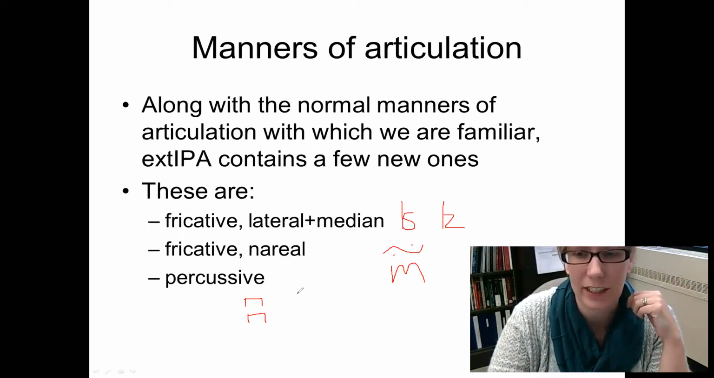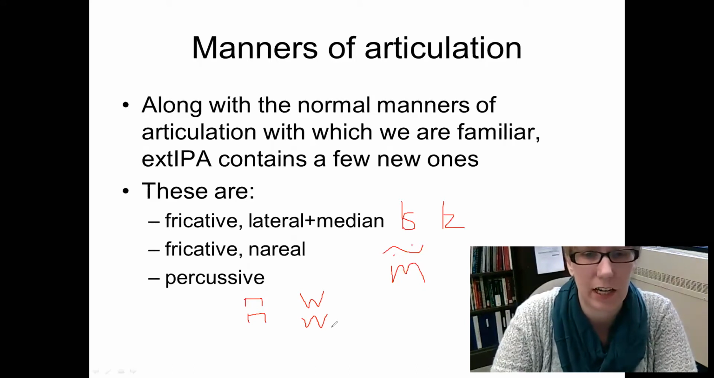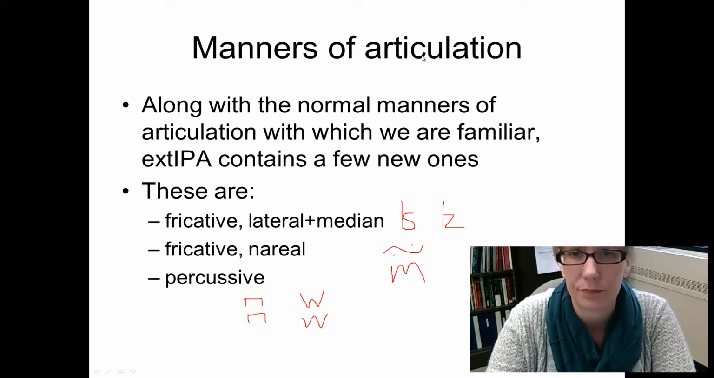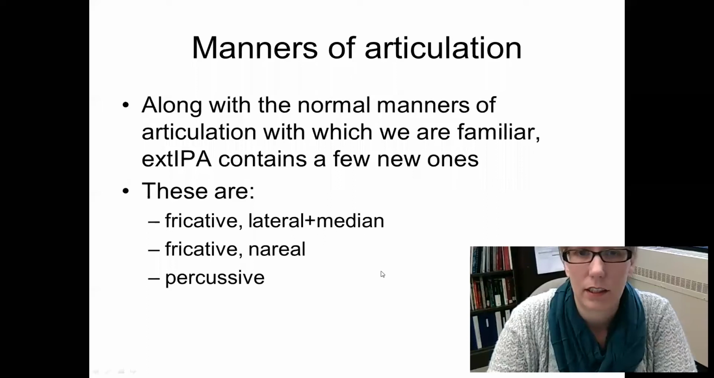Or if you're hitting your lips together, that would be two W's, sort of going back to the idea of a W being a labial velar sound, something that has to do with your lips. So evoking that lip idea there in that symbol. Okay. So those are our different manners of articulation that are sort of new.